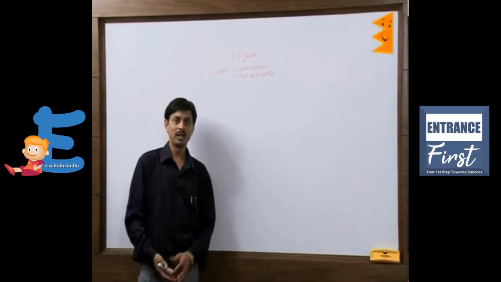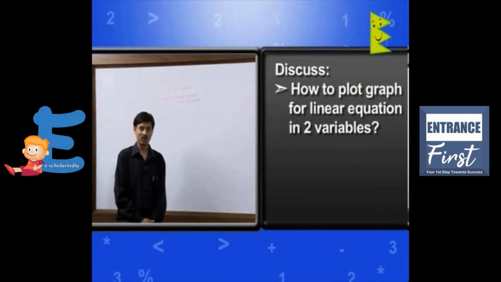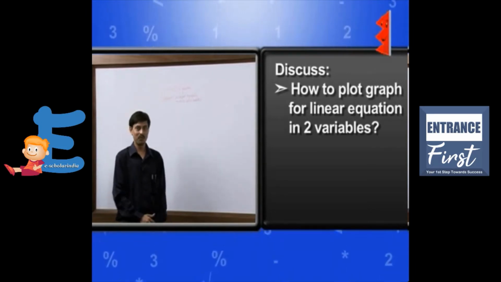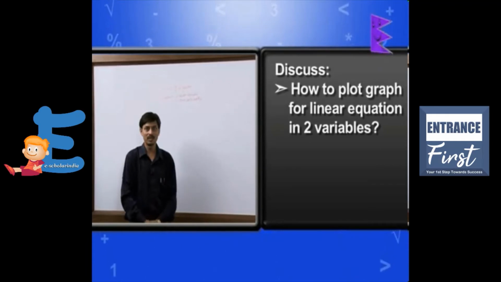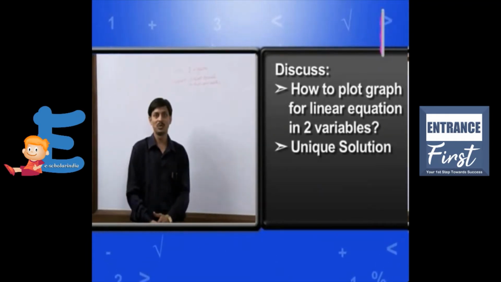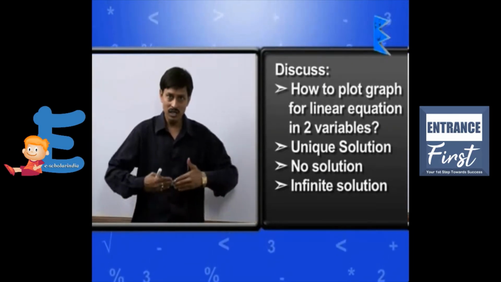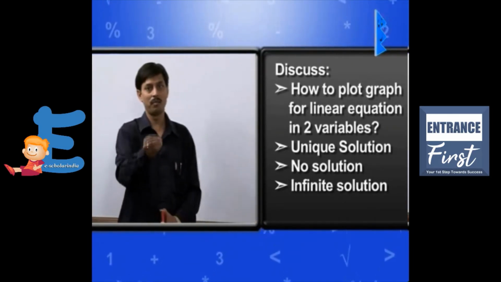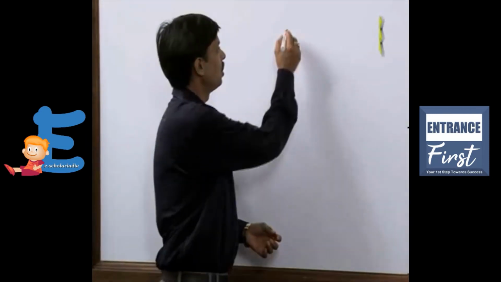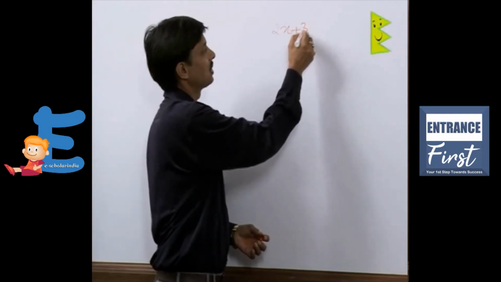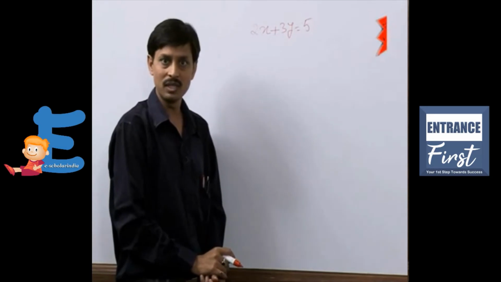Now we will explain how to plot the graph of a linear equation in two variables. And with the same help, we will tell you why a system of linear equations in two variables may have a unique solution, no solution, infinite solutions, or a single graph has an infinite number of sets of solutions. This is the target. So if I ask you whether 2x plus 3y is equal to 5 is a linear equation in two variables?